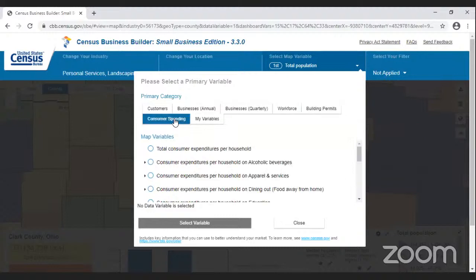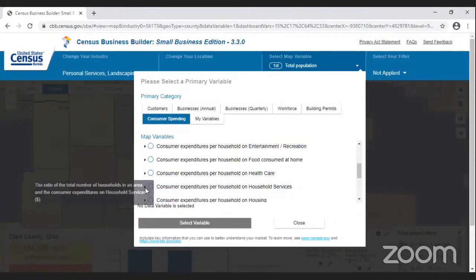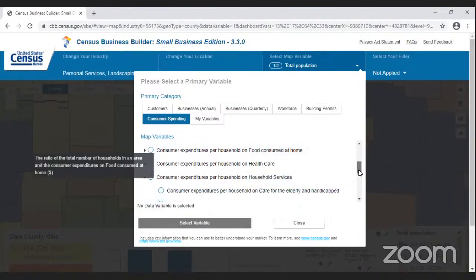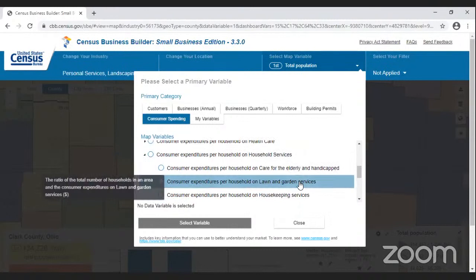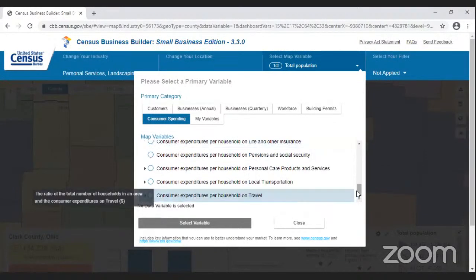And this is what I was telling you before. You can look at any number of consumer expenditures. This is from Esri. If I wanted to see, for my landscaping business, you can expand these as well. So maybe I'd want to see how much people spend on lawn and garden services. You could easily look at that. There's a lot of them. You can expand all these categories. There's about 50 to 80 of them. So you can basically find out what they spend on most anything.